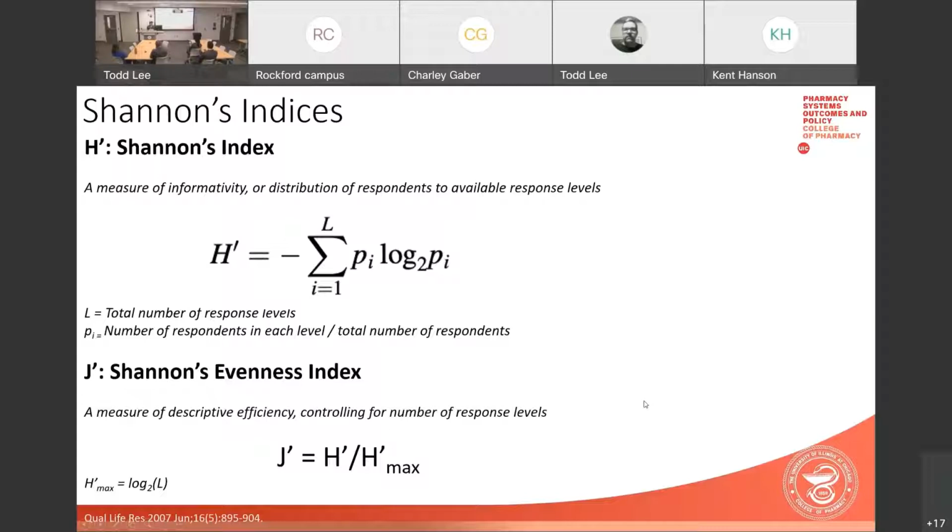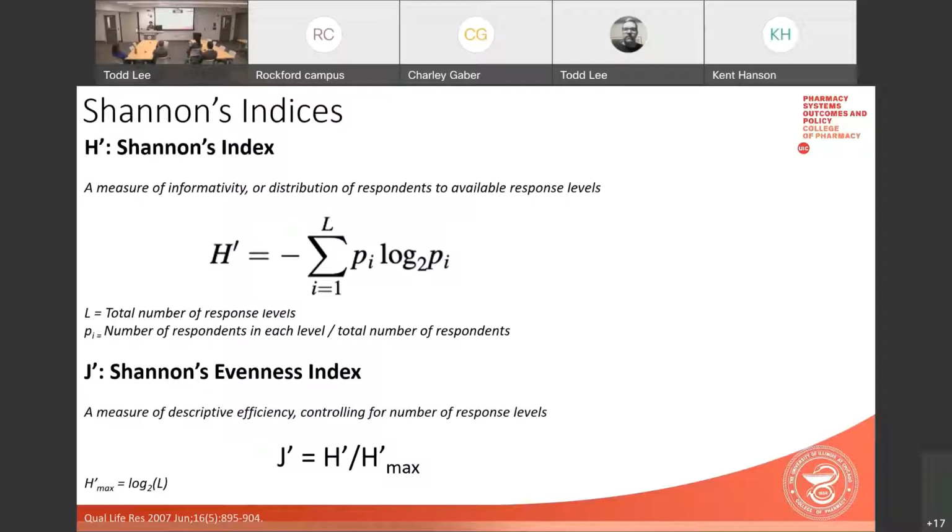So what are these actual indices? Let's go through the equations, and hopefully I can explain these a little bit more. So the main Shannon's index, which is denoted as H prime, measures the absolute informativity or the distribution of respondents to available response levels, if we're thinking of like a measure. It's the sum of the proportion of respondents that selected a particular response level, summed up across the total number of those response levels. The higher the value you get of H prime, the more information that's captured by that system.